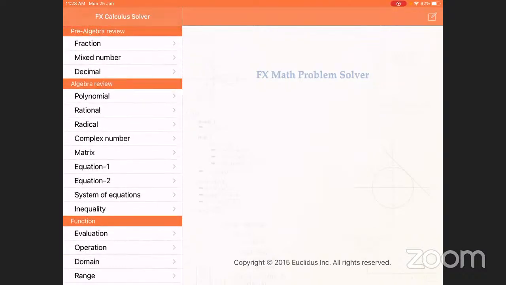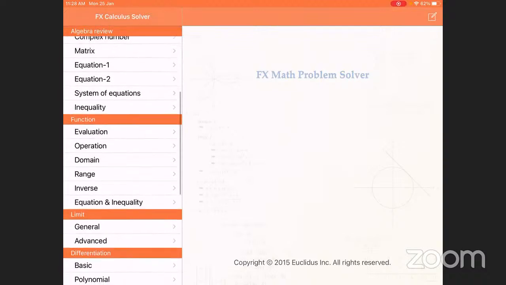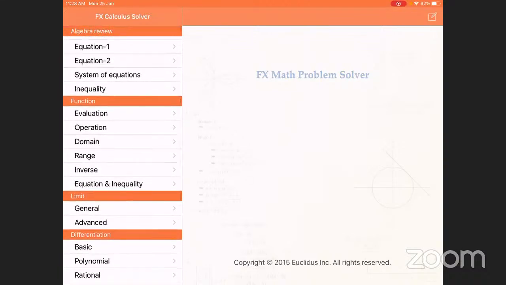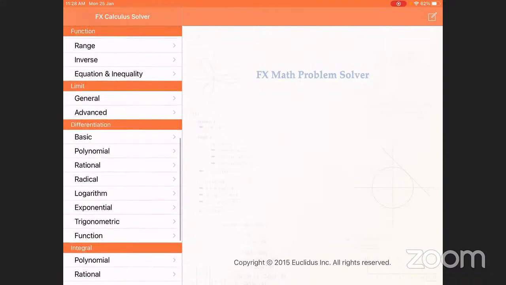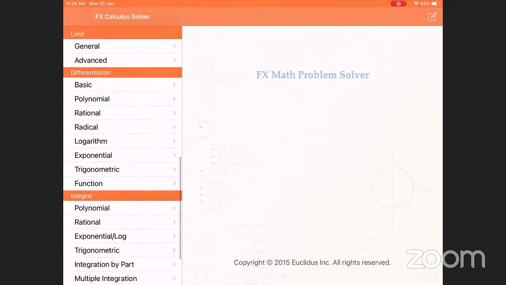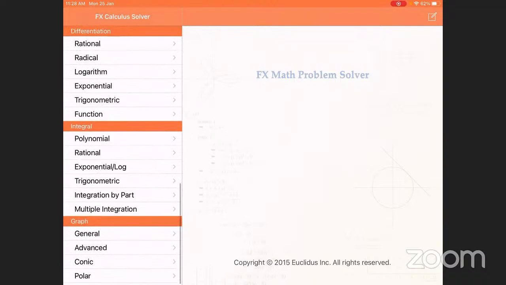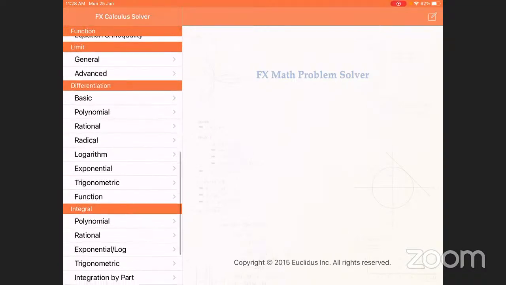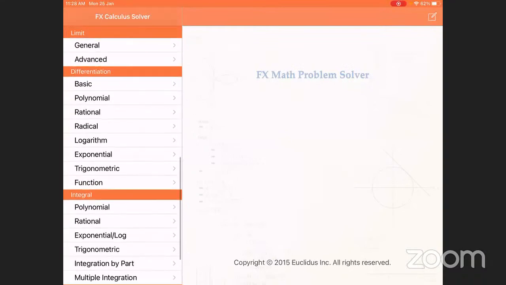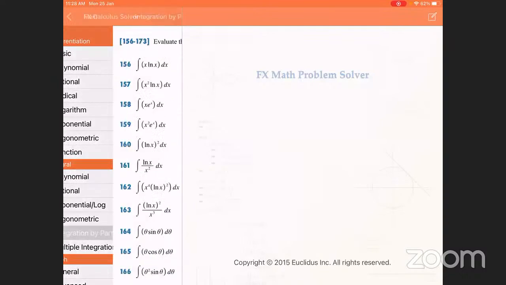algebra review, polynomials, rational functions, radicals, complex numbers, matrix, equation 1, equation 2, system of equations, inequality, and so on and so forth. Evaluation, operations, domain, range, inverse, equality, inequality, general and advanced limits, differentiation, integration, graphs, and so on. So these are the things you can learn on your own. Because we belong to BS and above, I want to look into integration business, particularly integration by parts. I want to check.